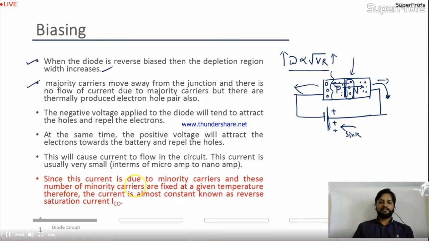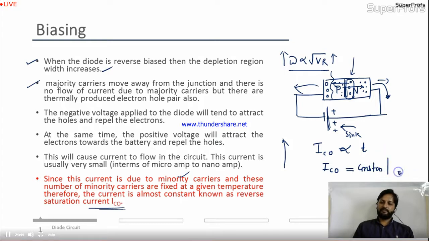Now, since the current in reverse bias is due to the minority carriers, and the number of minority carriers is fixed at a given temperature, the current is almost constant, known as the reverse saturation current. The reverse saturation current, given by ICO, is a function of temperature, right? If the temperature is constant, ICO will be constant or not?